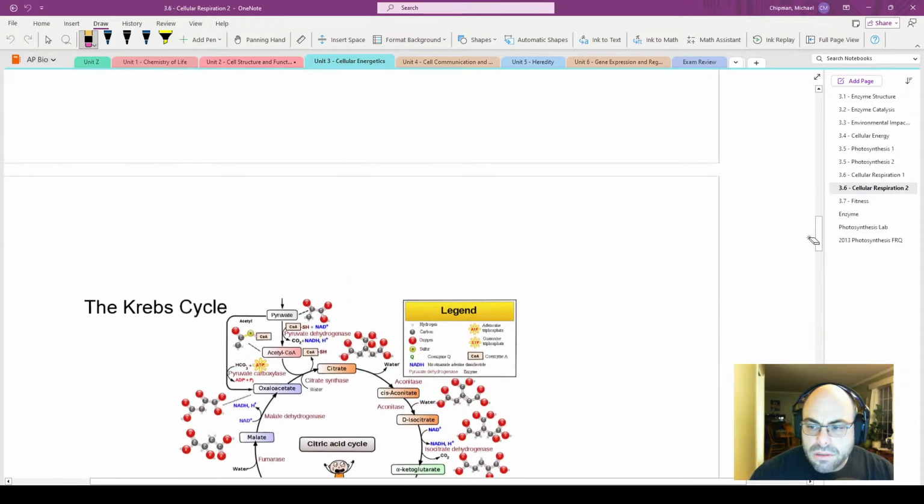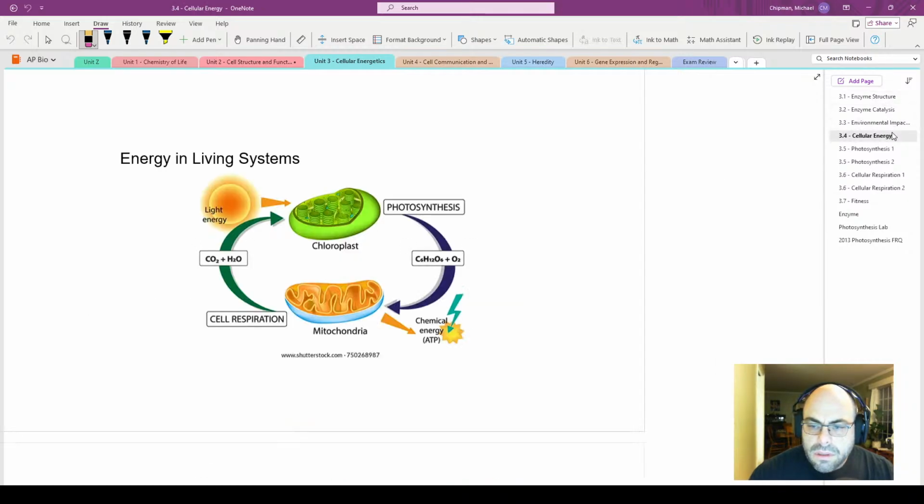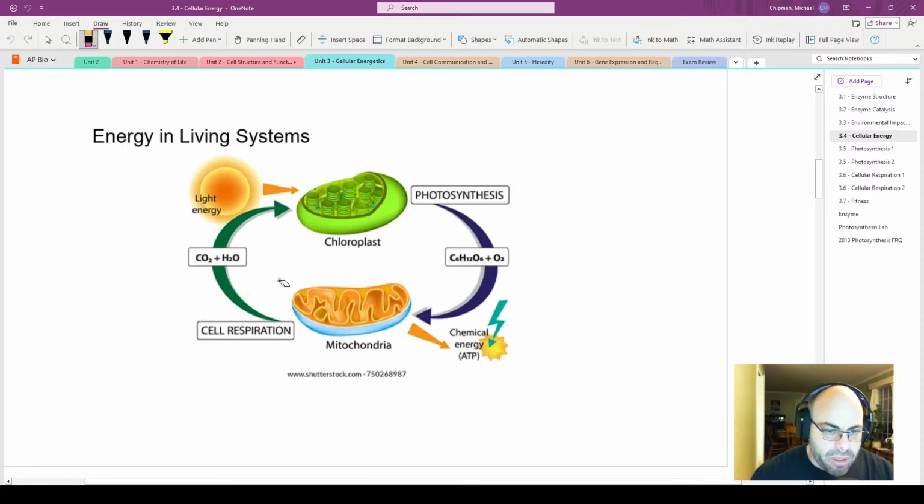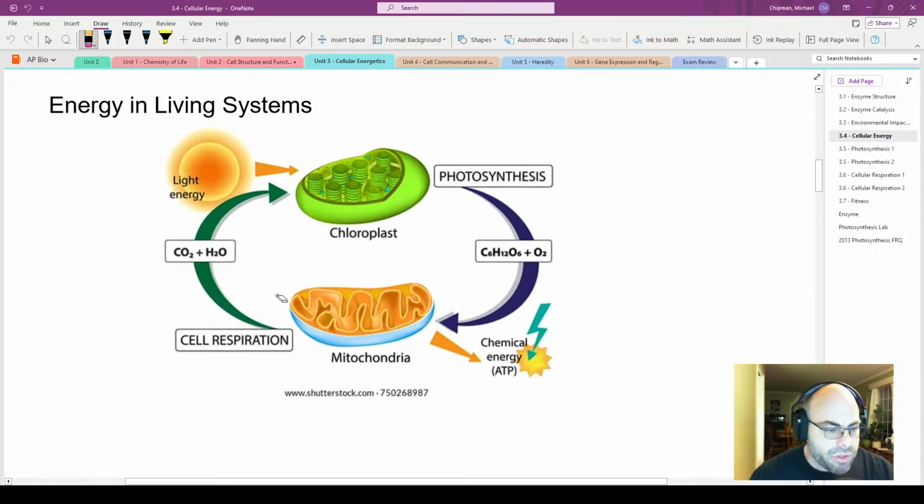Cellular energetics. Talked about this a little bit earlier. Do you have a specific question about cellular energetics, or do you just want me to give a broad overview? Because I can give a broad overview for sure.